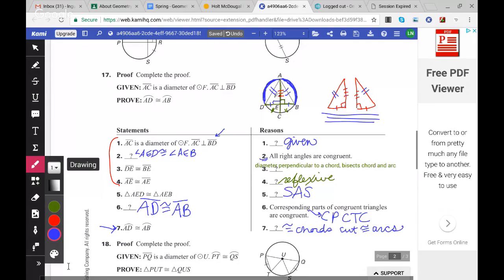So up there in our picture, AD and AB, those are the chords that are like the knives coming down. And so they're cutting those blue arcs off exactly the same. All right, there we go.